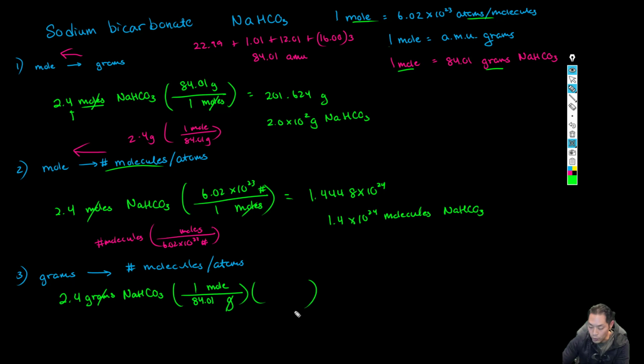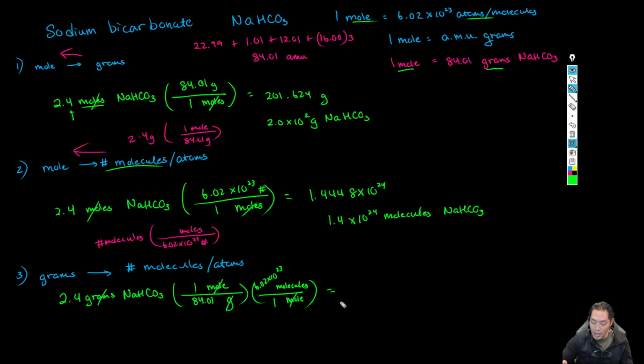Remember, I want molecules. That's my goal. Molecules. So here I have moles on top, so I want to cancel it out. So I'm going to put moles on bottom. So I need to find a ratio of moles to molecules, and that is right here on the top. 1 mole is equal to Avogadro's number, which is 6.02 times 10 to the 23. Okay, and there we go. The moles canceled out, and you're left with molecules. You do the math here. 2.4 divided by 84.01 times 6.02 times 10 to the 23 will give you your answer.